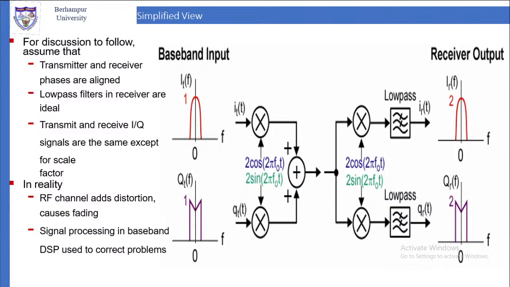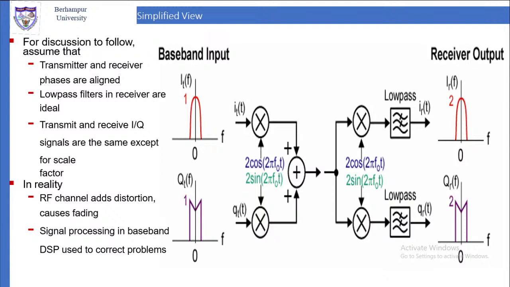But in practice, RF signals will add distortion, which is causing fading. They will cause fading and add distortions. Channel means what is after the signal leaves the transmitter and before it reaches the receiver. Between these two points, this is called the channel. The signal travels from transmitter to receiver, that is the channel.